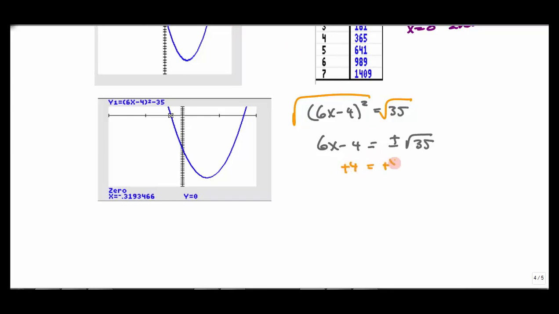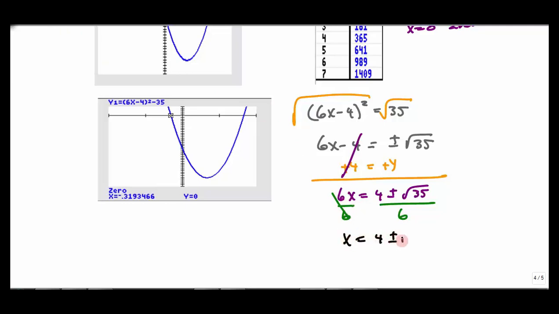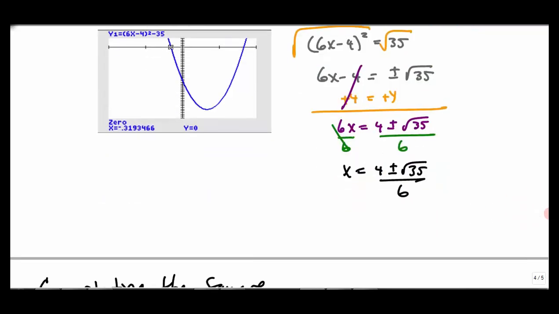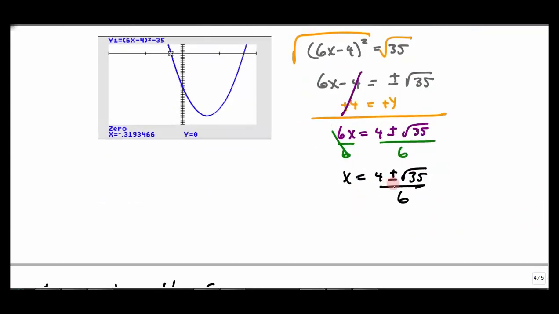I'd add 4 to both sides. So I have 6x equals 4 plus or minus the square root of 35. And then of course divide both sides through by 6. So I have my solutions here. X equals 4 plus or minus the square root of 35 over 6. Now it might be tempting to cancel the 4 and the 6, but remember you can't because the 6 is also underneath the square root of 35.